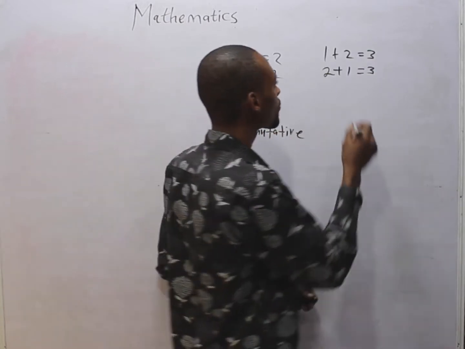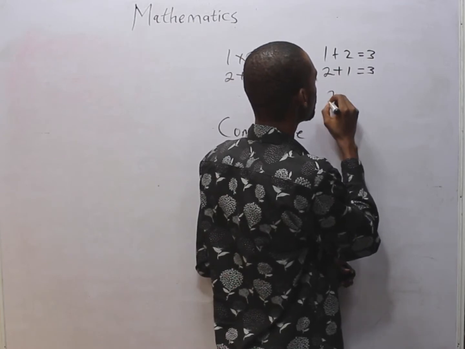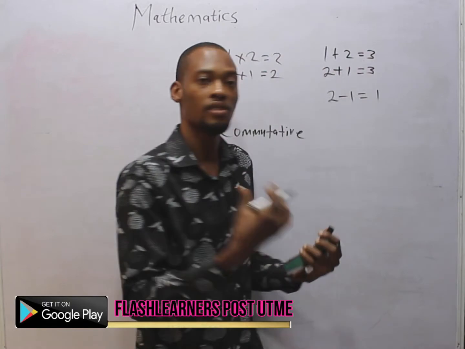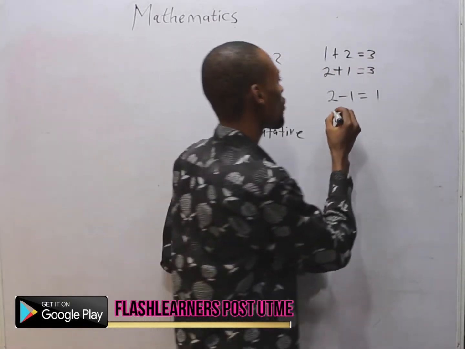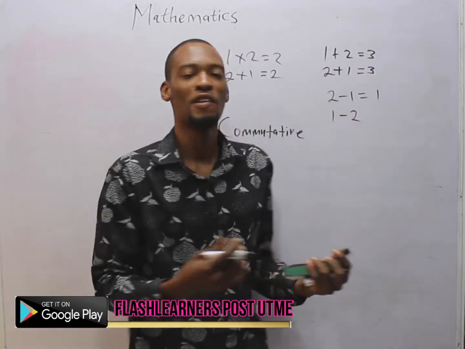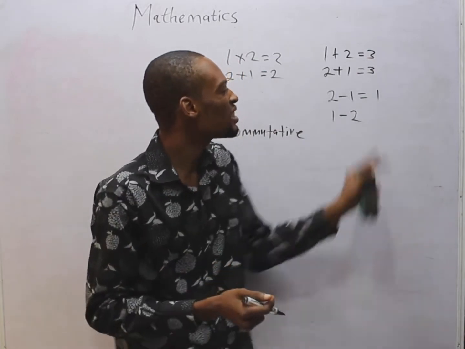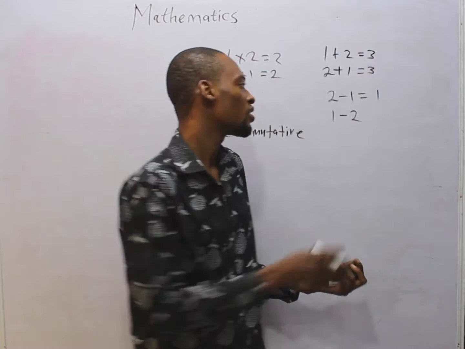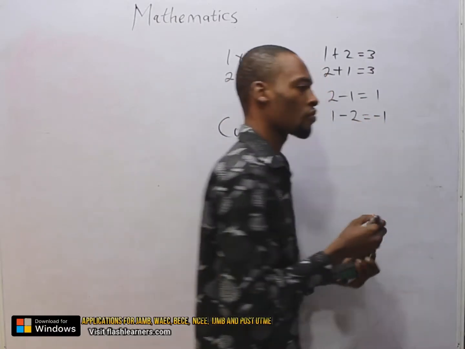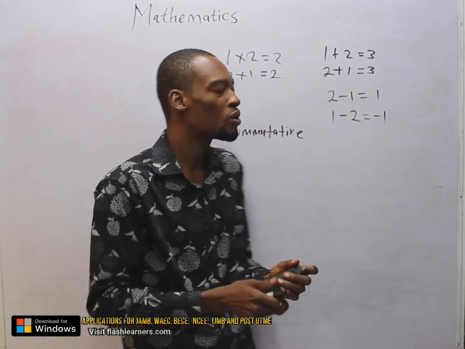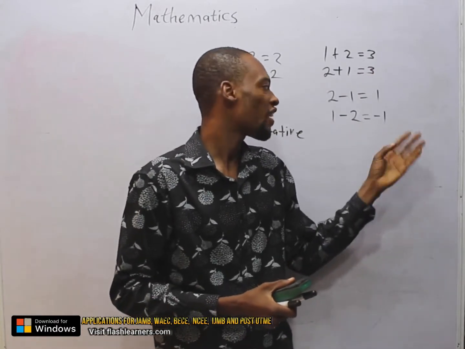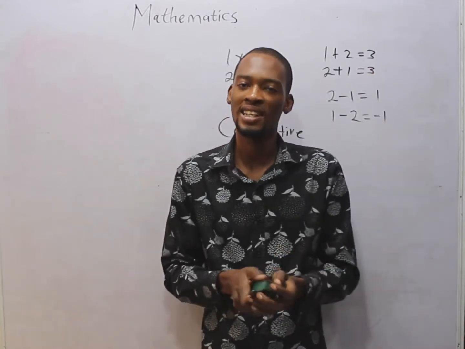How about I say 2 minus 1? 2 minus 1 is equal to 1, right? What about 1 minus 2? 1 minus 2 is not the same thing as 2 minus 1. So subtraction is not commutative. This is the same thing as minus 1. When you are subtracting two numbers, if the first one is smaller than the second one, there will be a minus as the answer.